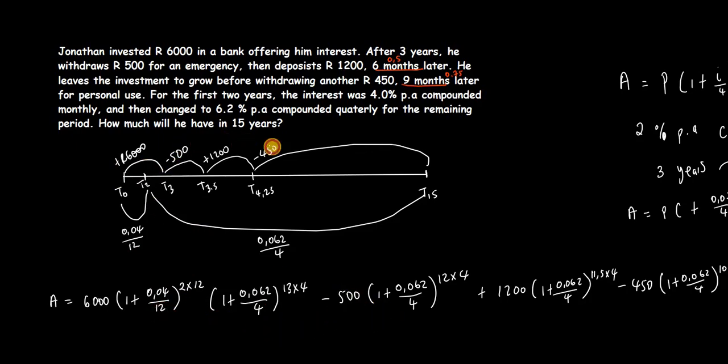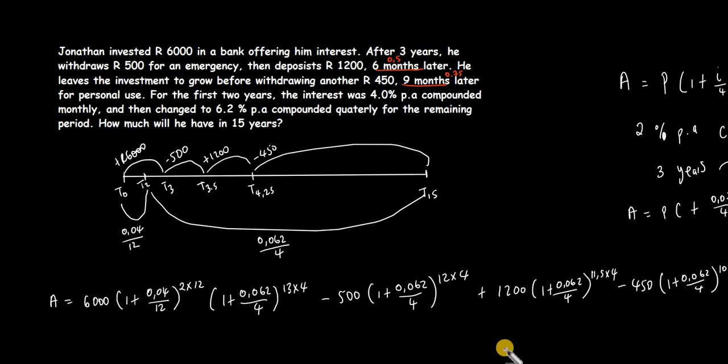For 500, it lives from T3 to T15, that's 12. You multiply by the 4 because it's the number of years. For 1,200, from T3.5 to T15, you're going to say 11.5 times 4. And then the 450, from here to there, you say 15 minus that gives you 10.75. You multiply by the 4 for the interest rate, then you get your answer.